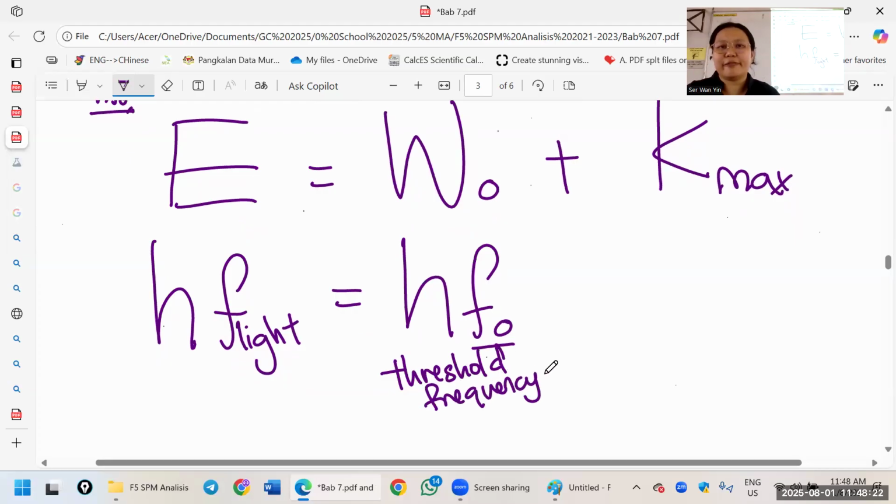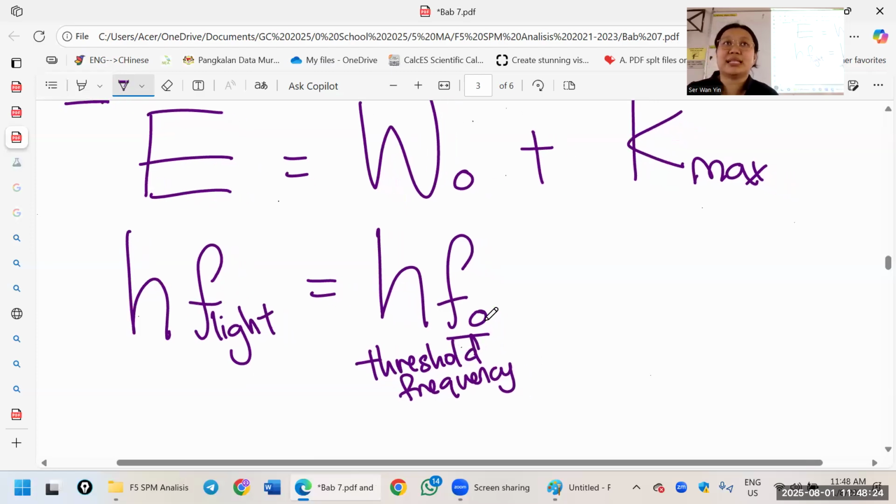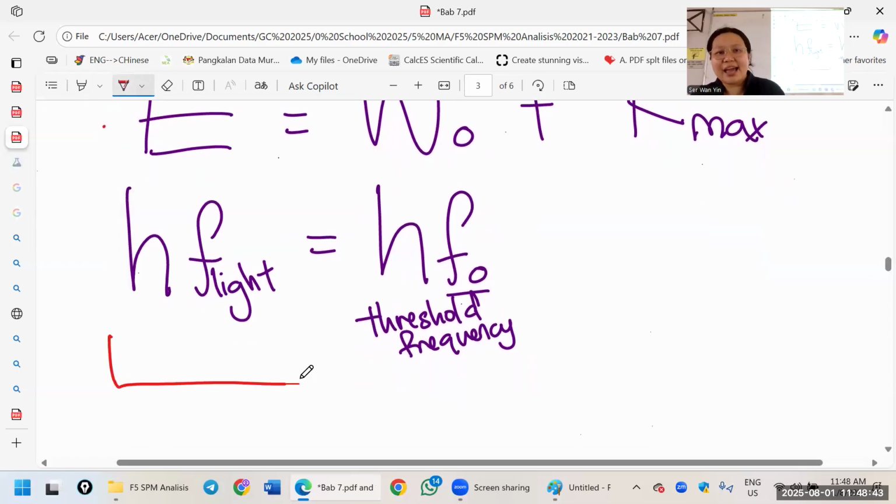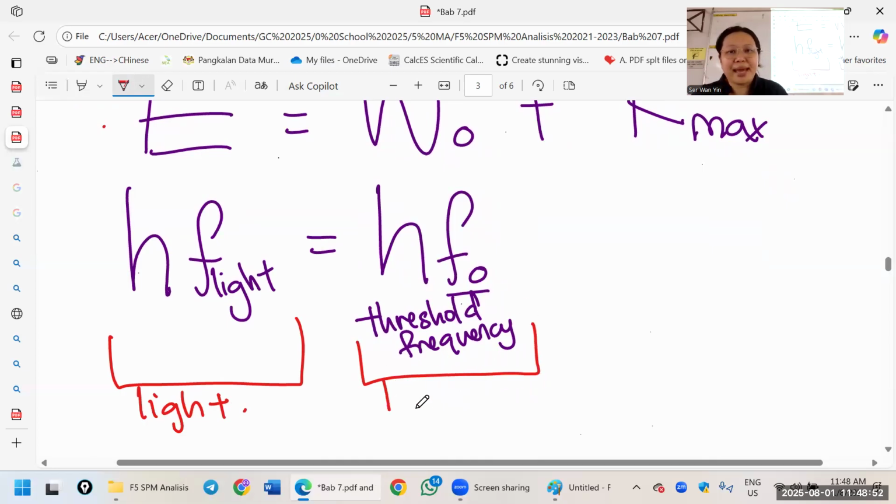What's the meaning of threshold frequency? It's the minimum frequency to release the electron. Where we find this frequency? On the metal or on the light? Yes, so we can get a conclusion. This F photon comes from light. This F naught comes from metal.